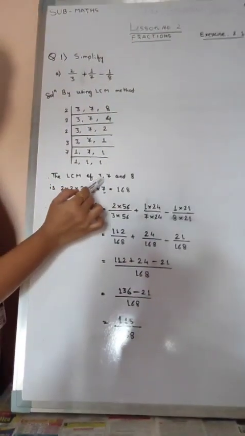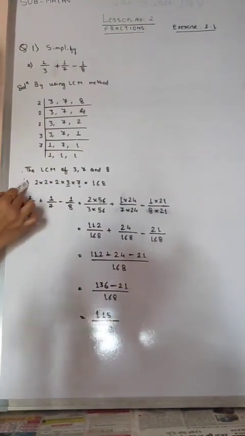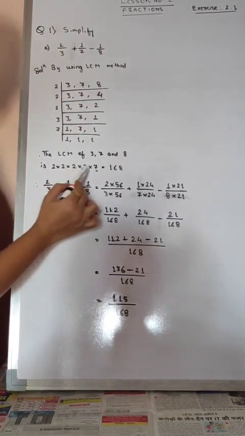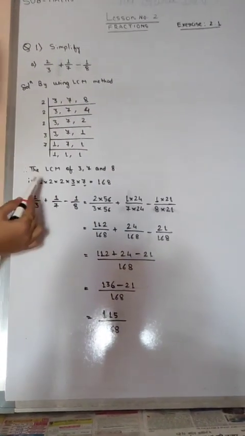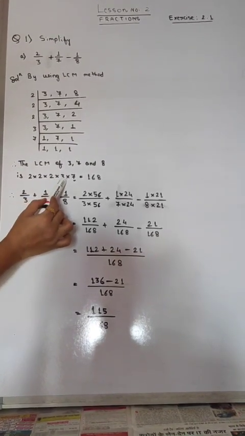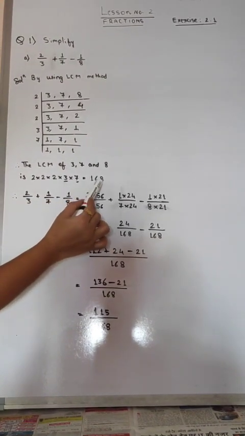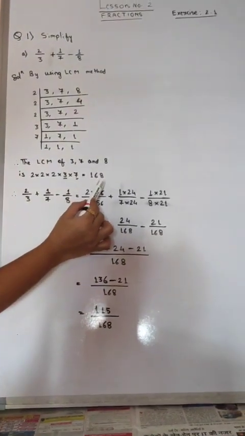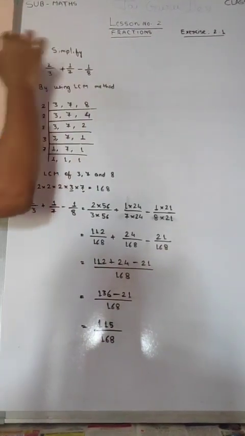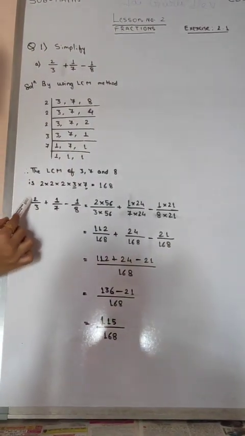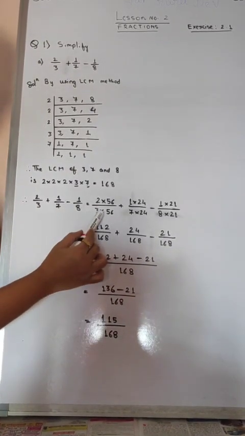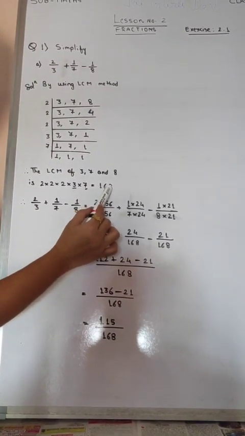Therefore, the LCM of 3, 7 and 8: we have all these factors, so we multiply all of them to get the LCM. That is 2 × 2 × 2 × 3 × 7, which equals 168. So now we have the LCM as 168. Now we will simplify the fraction: 2/3 + 1/7 - 1/8 is equal to, now we want the LCM as 168.